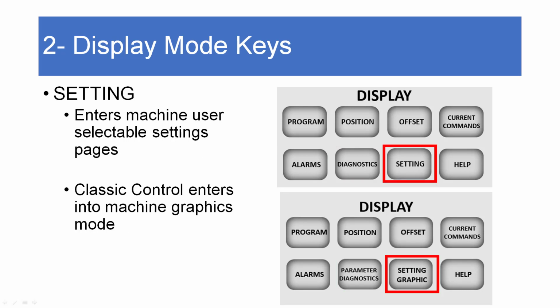The setting key allows a user to alter selectable settings, which is not a normal thing a student will do. On the classic control, this command is also used to enter graphics mode on the lathe, which will give a graphical representation of toolpath motion, which we'll learn about later. On the mill, the graphics display mode has a dedicated setting on another keypad.